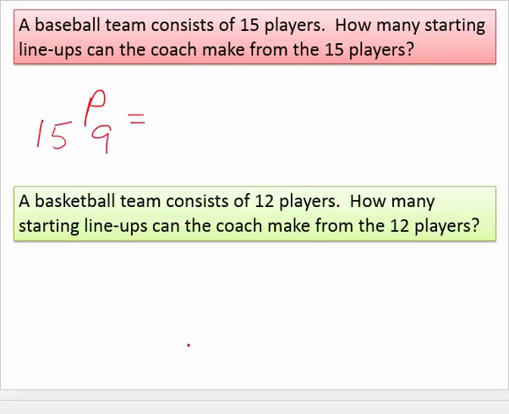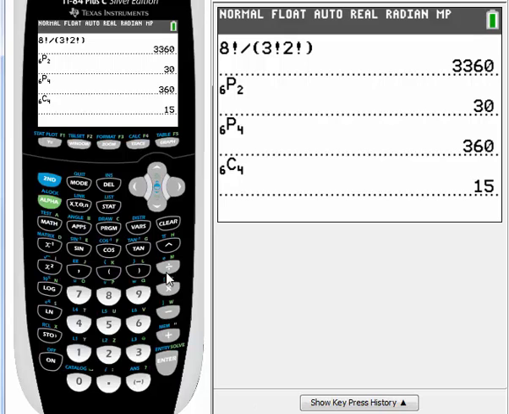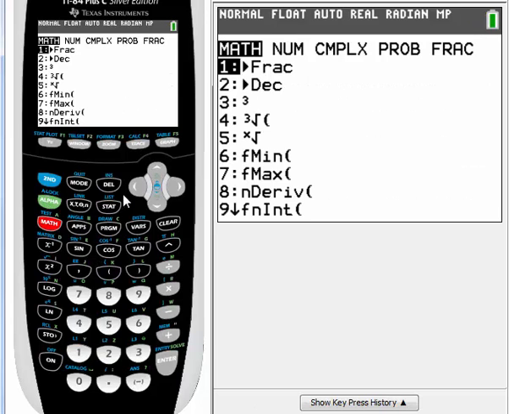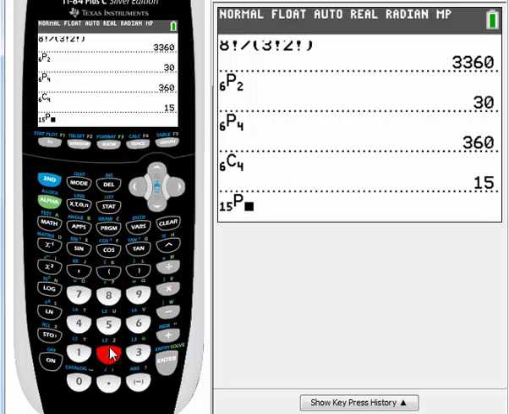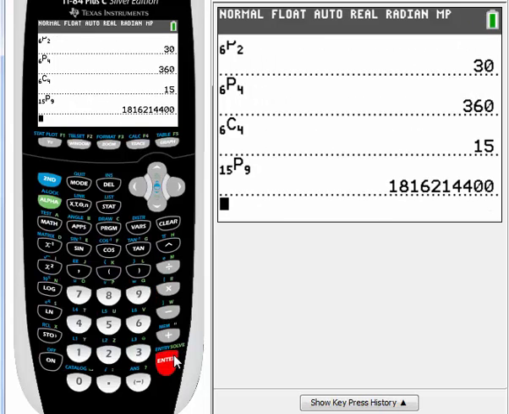So I'm going to grab my calculator and I'm going to put in 15, math, probability, permutation is option 2, 9, so there we go, 15P9. That's a big number.